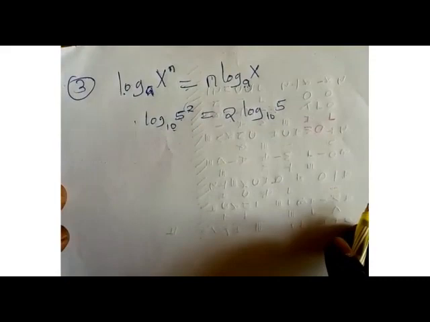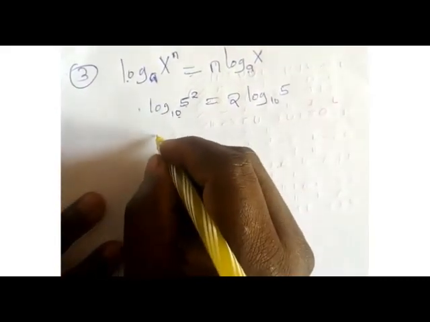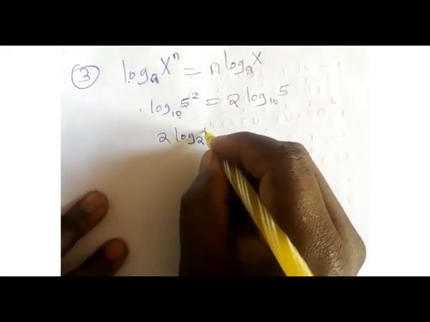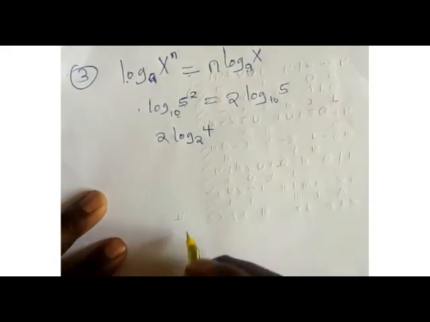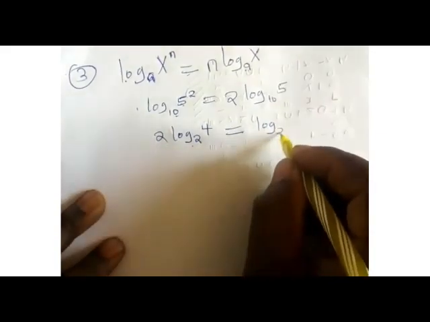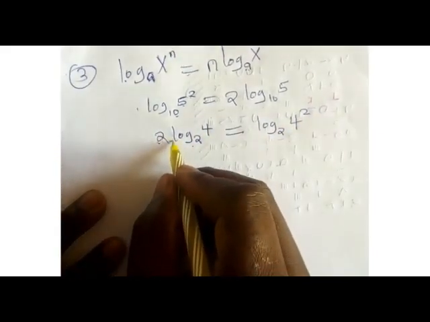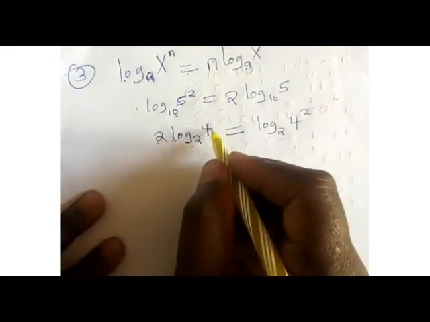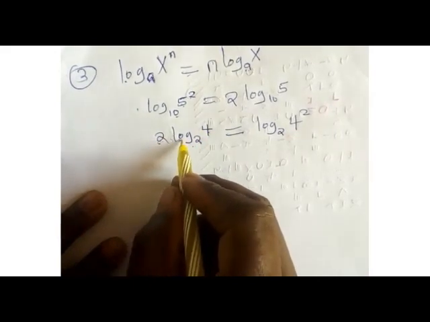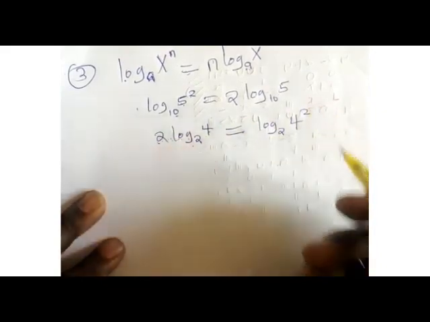Very important, very important. So if you have 2 log base 2 of 4, right? What does that mean? This simply means that it is a log to base 2 of 4 squared. Any number that comes before the word log is the power of the given number. You should know that.